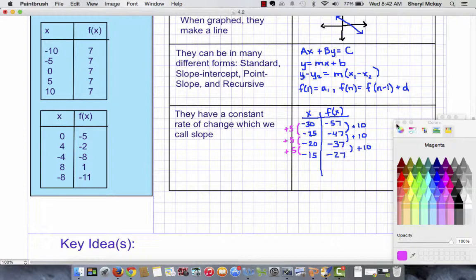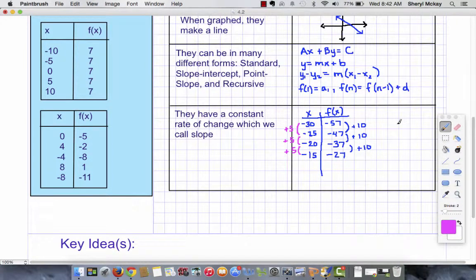Now the key with this is to notice that it's the difference over the interval. They kind of mean the same thing, don't they? The difference is, what did I do from the first term to the next term? What I should say is, what did I do from the f of x value to the next value? How did I get there? And what is the interval between my x's? So you can see that my interval is 5 and my difference is 10.